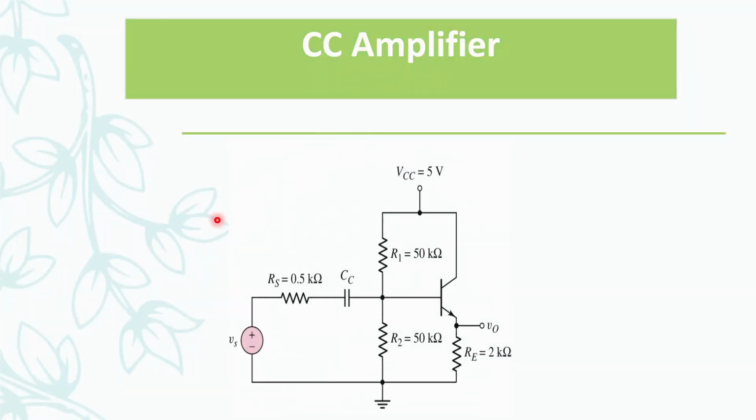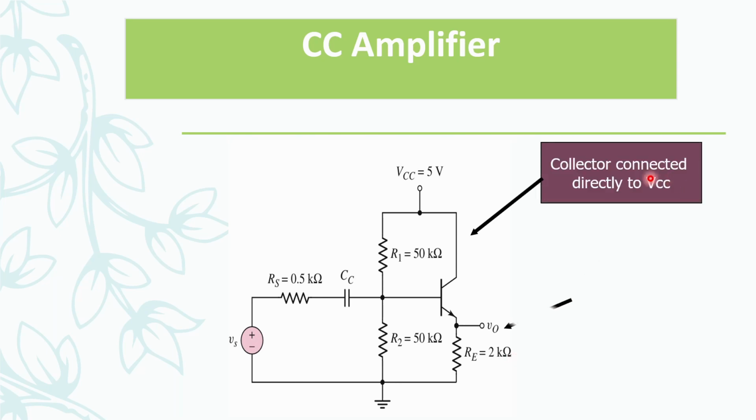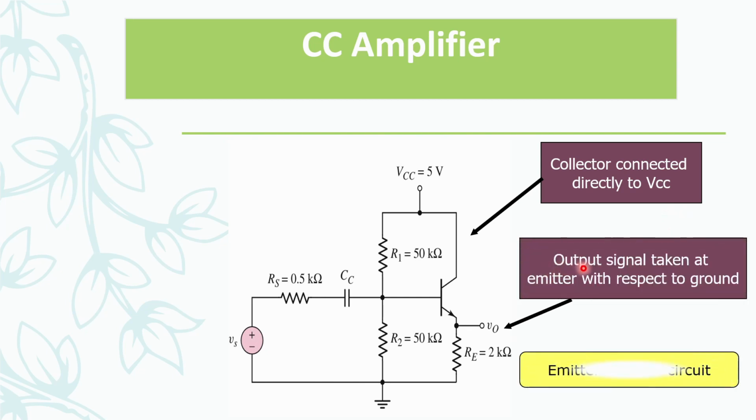So this circuit is the common collector amplifier circuit. We have an input voltage Vs, a resistance Rs is connected across it, a coupling capacitor is connected here, and VCC is given as 5 volts. R1 and R2 each have a value of 50 kilo ohms, and RE has a value of 2 kilo ohms. And we know that the collector is connected directly to VCC and the output signal is taken with respect to ground, and this circuit is also known as the emitter follower circuit.